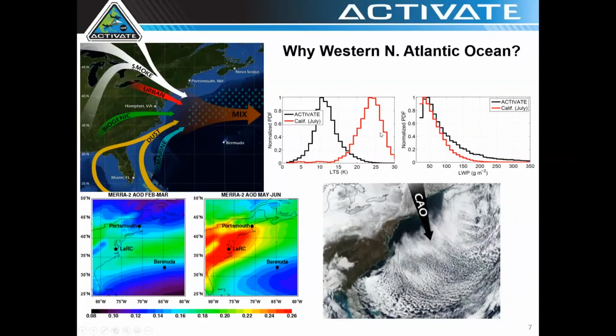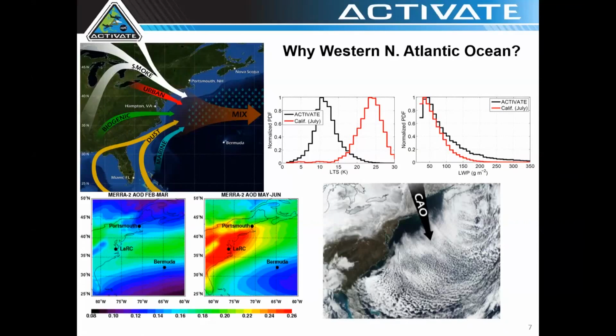So on the top right, these are normalized PDFs of two pretty important environmental parameters. One is the lower tropospheric stability. And what I'm doing is comparing the Activate region to off the coast of California, where there's been many field campaigns studying aerosol cloud interactions. And you can see very different behavior. We have more unstable conditions off the East Coast, which gives rise to different types of clouds and conditions that we can build statistics around. And on the far right is something called cloud liquid water path. So we have the thin clouds and also puffier, more juicy clouds.